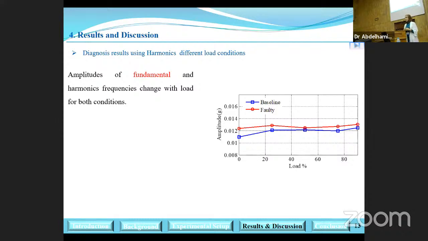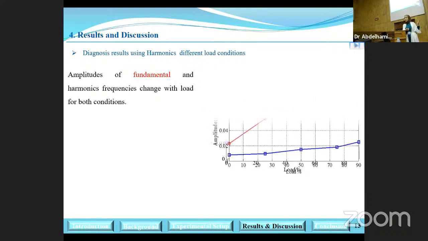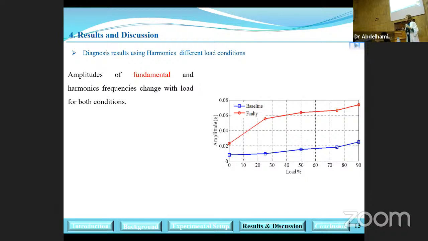As shown in the graph, the x-axis represents different cases of loads, and the y-axis represents the magnitude of the acceleration signal. The blue curve represents the healthy case and the red the unhealthy case. Firstly, at the fundamental frequency, secondly at the first harmonic, and thirdly at the second harmonic. We can note that the magnitude of the acceleration signal is always greater in the unhealthy case. For this reason, we can use this method for monitoring the three-phase induction motor.